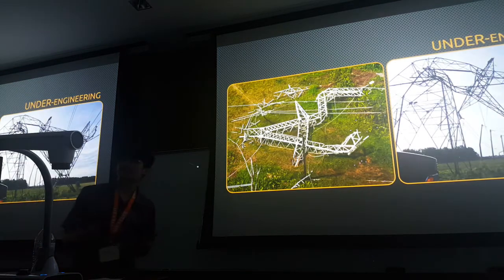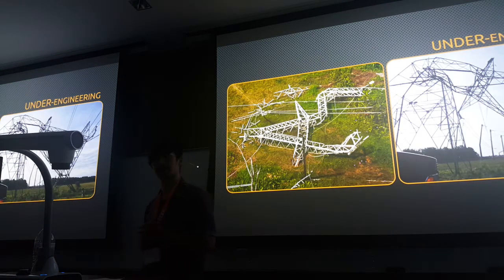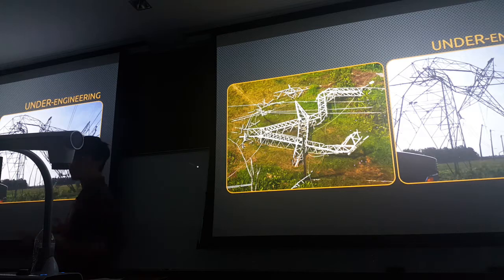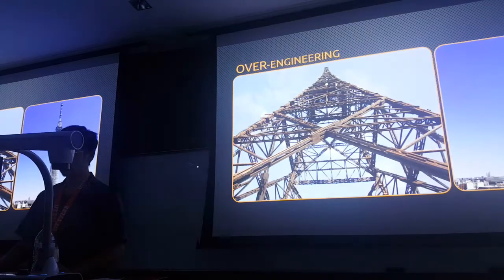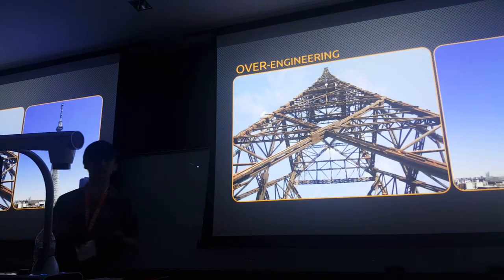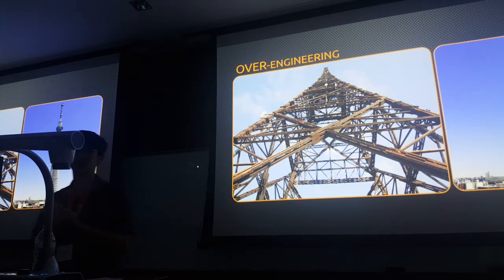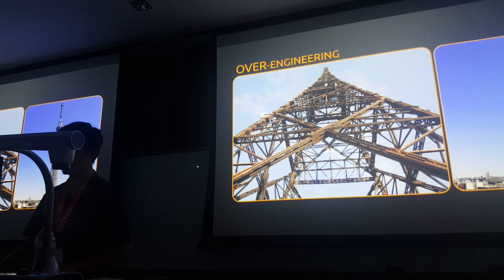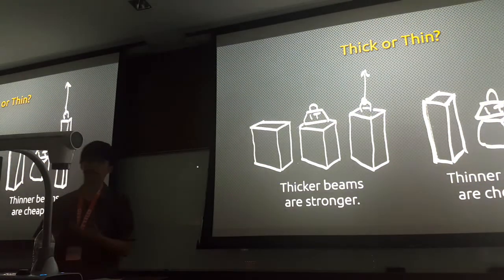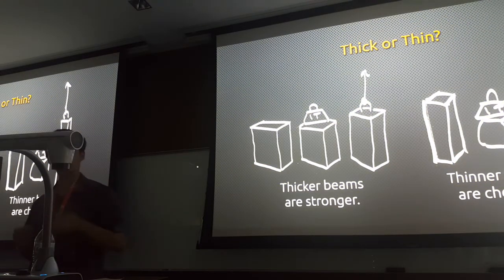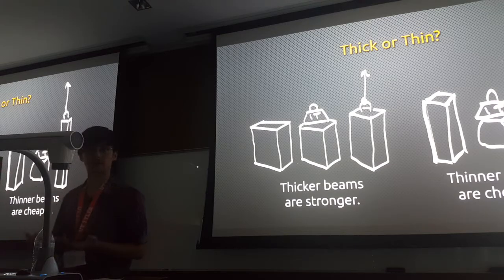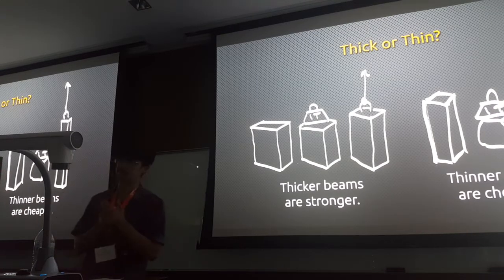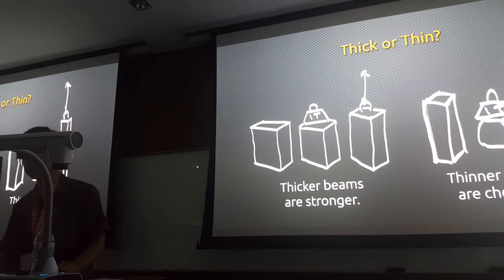So we'd like to use less material, make the tower lighter and cheaper, but a tower that falls over costs twice as much. So we would like to make sure that it stays strong, it's still sturdy, without wasting materials in the process. And this is the key dilemma in our optimization problem. Thicker beams are stronger, but they're also heavier and more expensive. Thinner beams are lighter and cheaper.